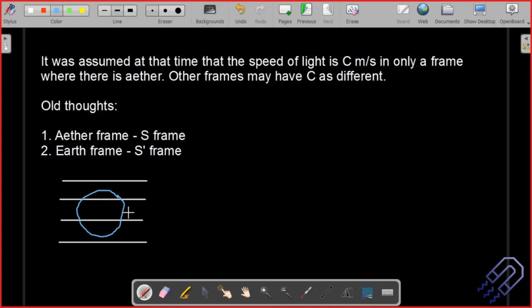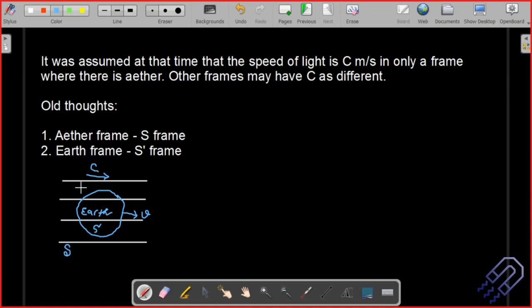Okay, let's imagine. This is the ether frame. The earth is moving with a velocity, let's say v. This is the earth frame, which is considered to be the S prime frame, and the ether frame is considered to be S. Now understand this: this blue circle is the earth, and the earth is moving in this direction with a velocity v, and maybe we have an event where we have the speed of light c.